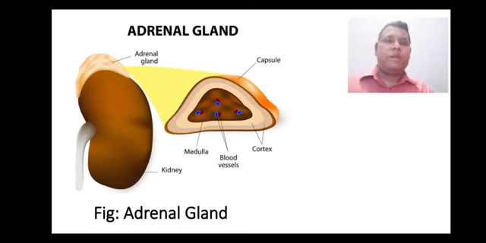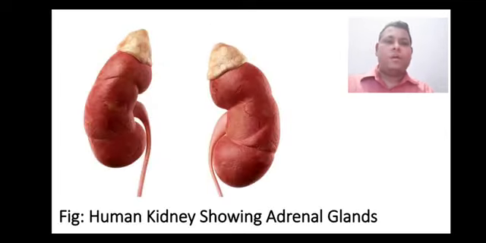You can see the diagrams of the adrenal glands, the different parts of the adrenal glands. The human kidney shows adrenal glands. So the adrenal glands are found at the tip of the kidney.